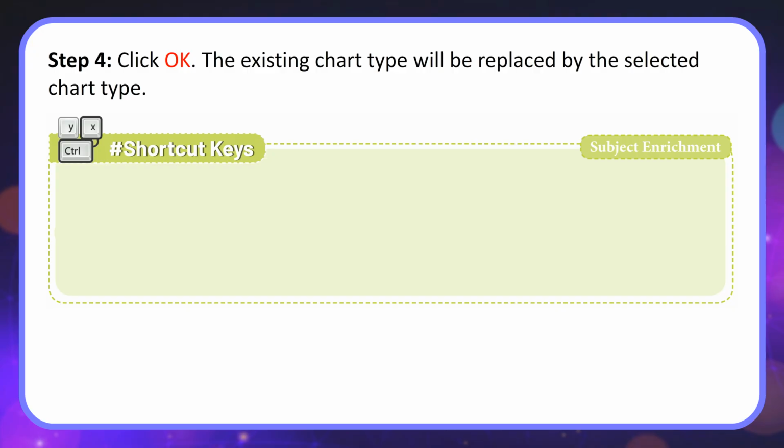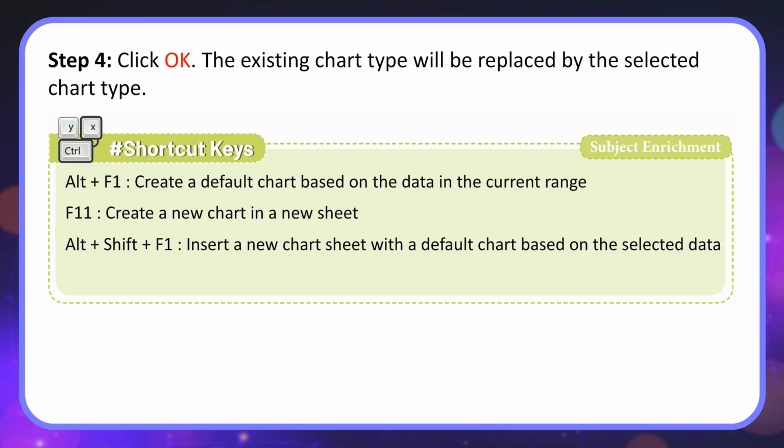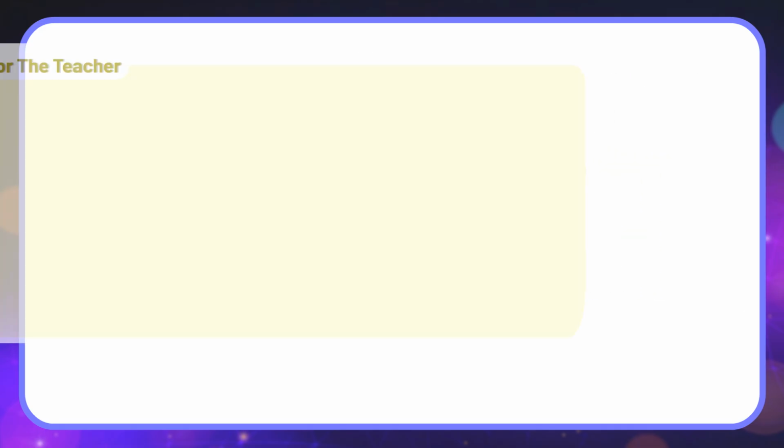Shortcut keys. Alt plus F1: create a default chart based on the data in the current range. F11: create a new chart in a new sheet. Alt plus Shift plus F1: insert a new chart sheet with a default chart based on the selected data. Tab: move between different elements of the chart.